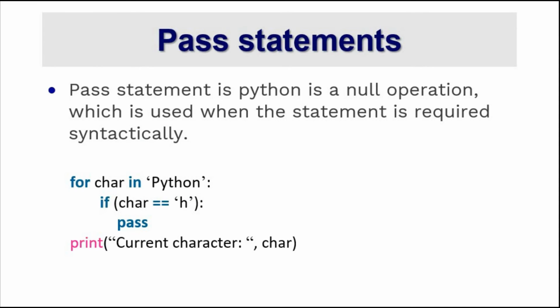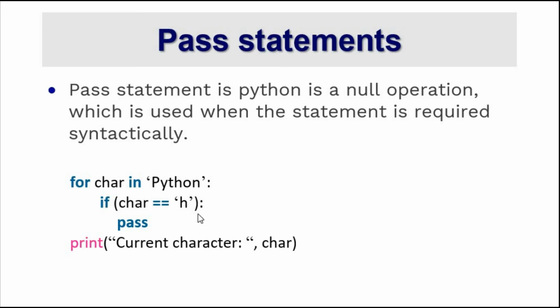So what is the pass statement? The pass statement in Python is a null operation, which is used when a statement is required syntactically. When you have nothing to write, or you have to code something that you haven't coded yet, you simply type the pass statement. It sometimes works as a placeholder for any method, for loop or while loop. It is nothing but a placeholder, and it acts as a null operation.